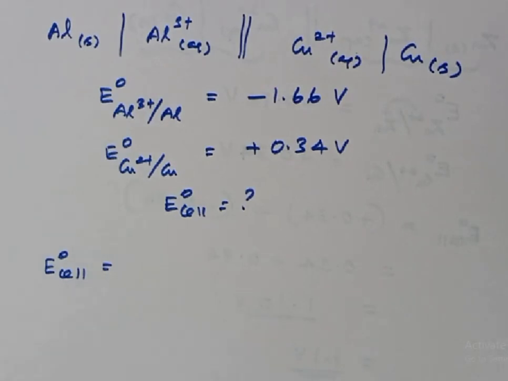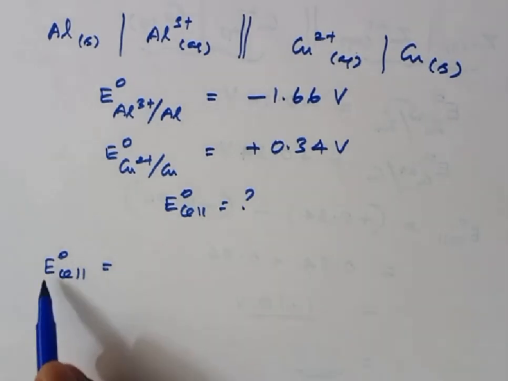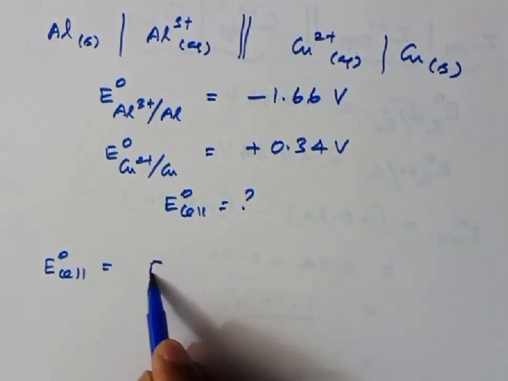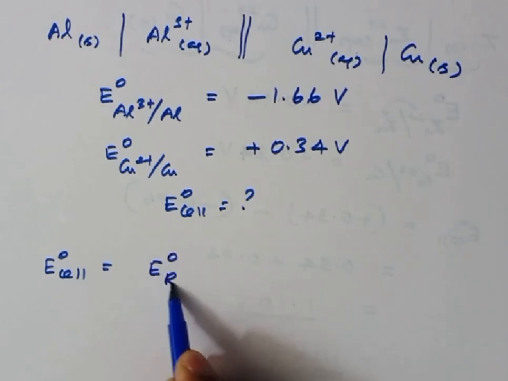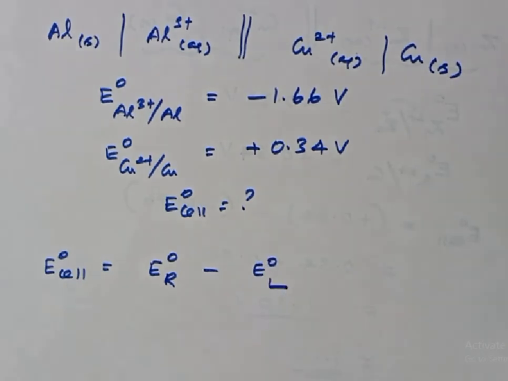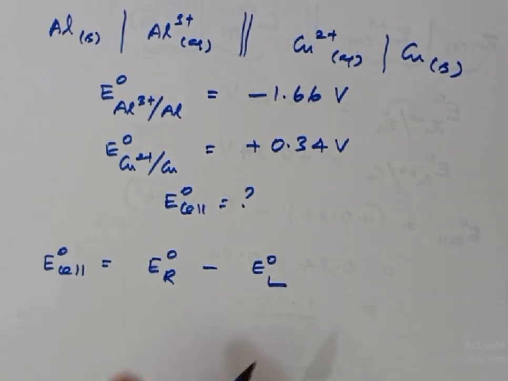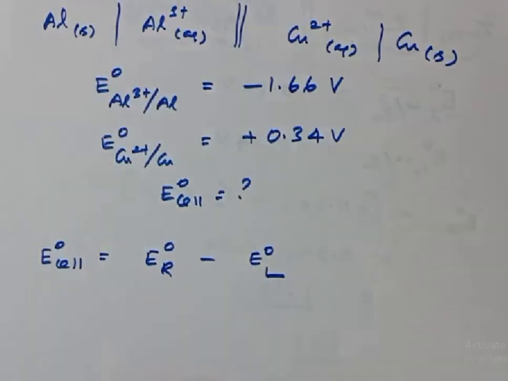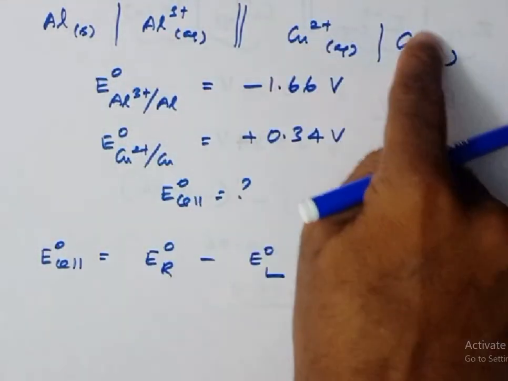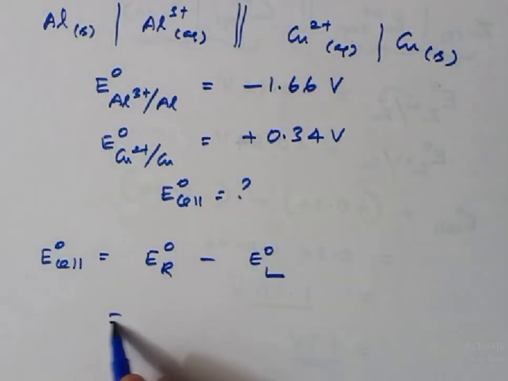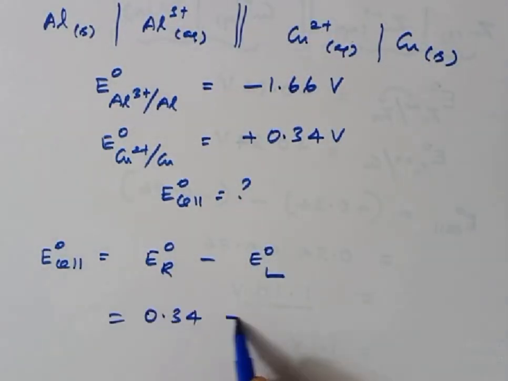Yes, you're right. 2 volts. See, very simple. E0 cell is nothing but the reduction potential of the right hand side electrode minus the reduction potential of the left hand side electrode. You must use only reduction potential, I have told you. And here reduction potential only is given. So for right hand side we have copper, so for copper 2 plus becoming copper, the potential is 0.34 volt, 0.34 minus.